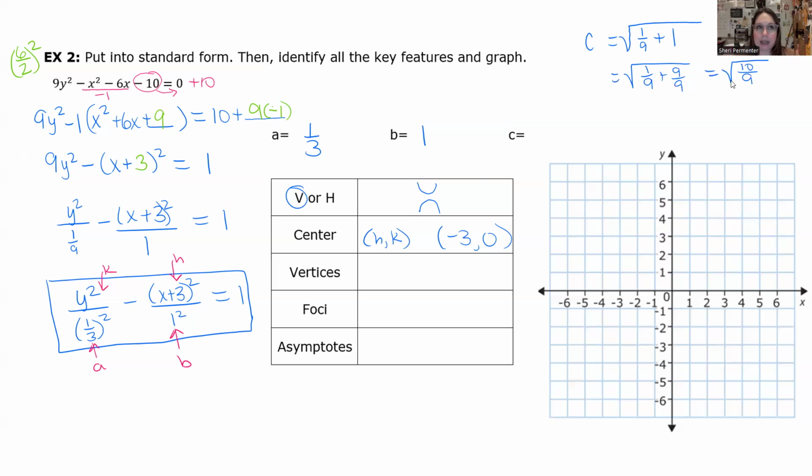We're probably not going to leave it like this because 9 is a perfect square. So this is the same thing as the square root of 10 over the square root of 9. So you can break up the square roots to look at the square root of the top and the bottom independently, or the numerator and denominator independently. So square root of 10 over 3. Yes. So we get square root 10 over 3.